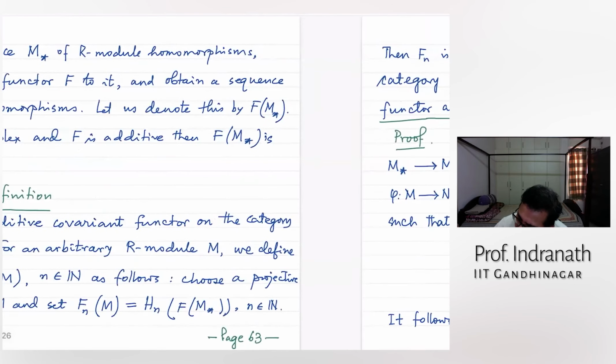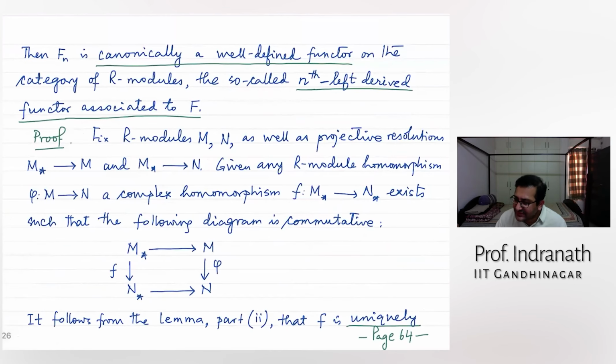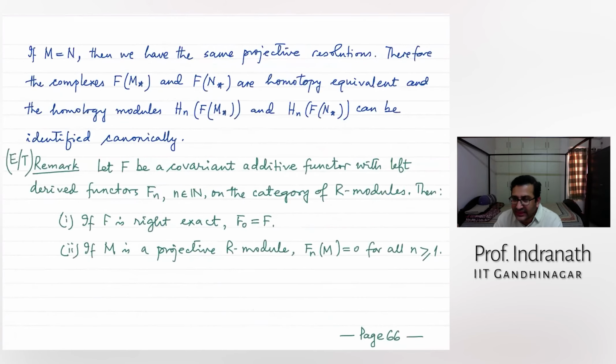So now can somebody tell me that if F is right exact, then F_0 is equal to F, and if M is projective, then F_n of M is 0 for all n. Why? I'm dealing with a covariant functor, nothing else.